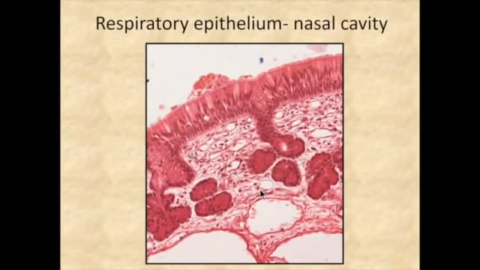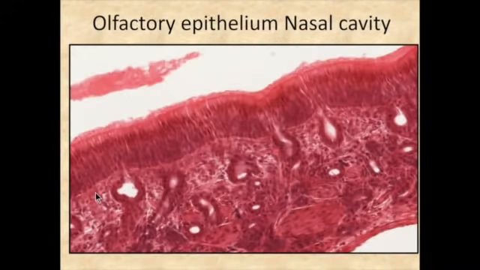Okay, and this is a slide of respiratory epithelium. The nasal cavity is going to have goblet cells. It's going to have ciliated columnar cells, and you will see glands in the submucosa. So those are features that you're going to look for in identifying the respiratory epithelium.